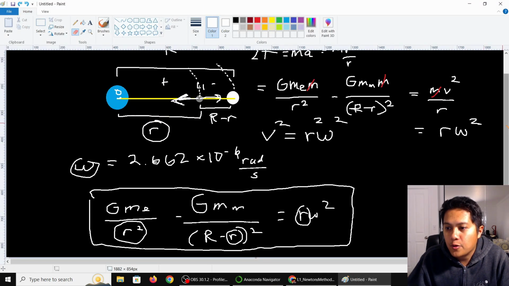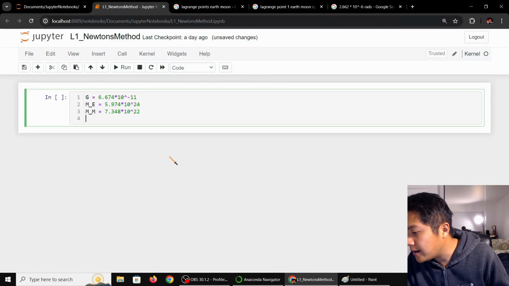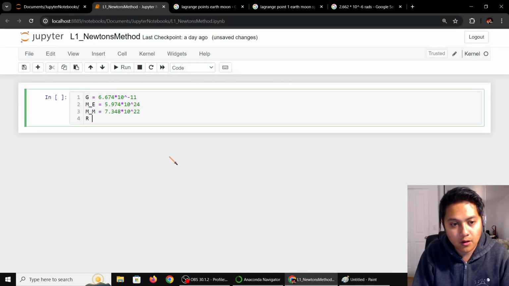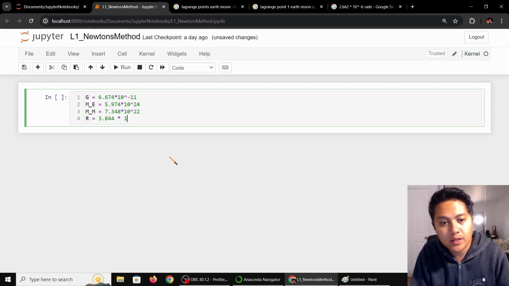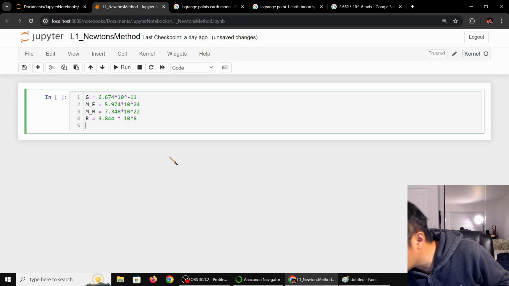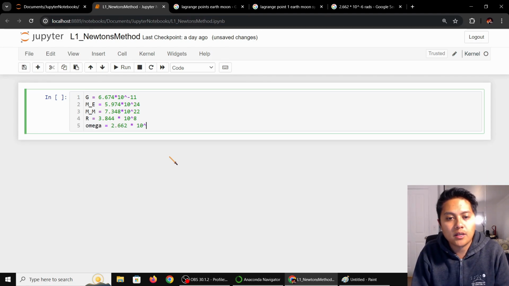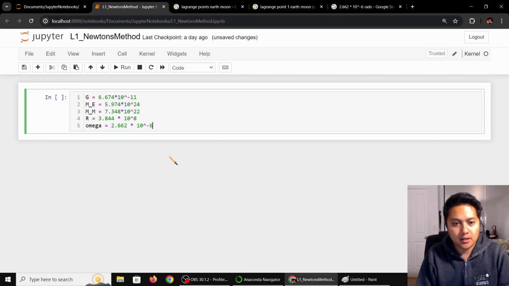The big R, the Earth-Moon distance, is known to be, what is it? On average, R is equal to 3.844 times 10 to the 8 meters, and then omega, which I mentioned earlier, is 2.662 times 10 to the minus 6.